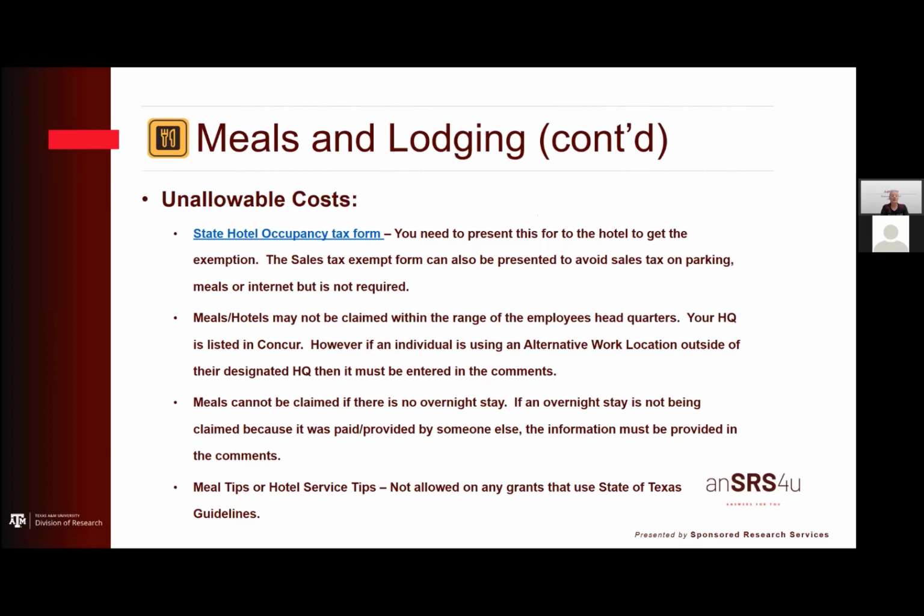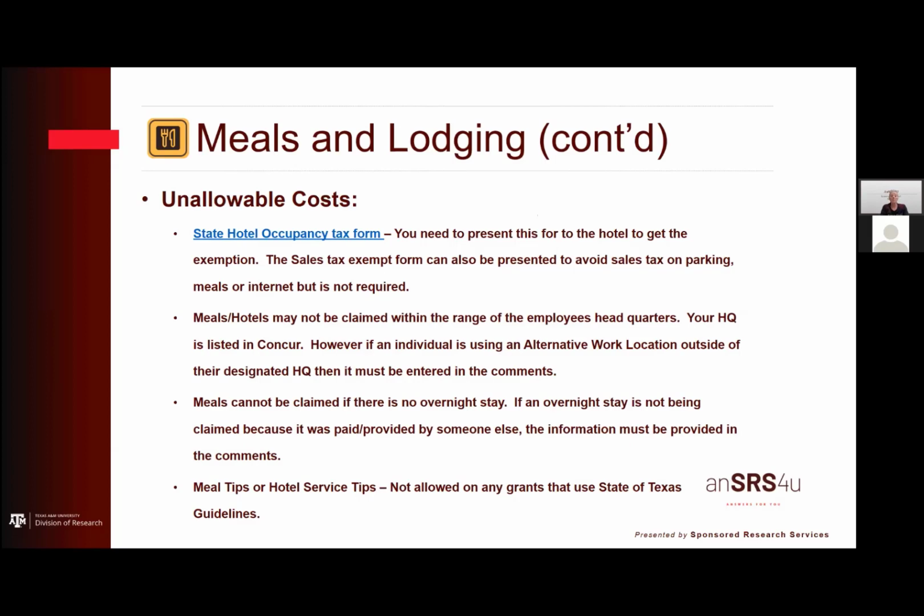Unallowable costs. The state hotel occupancy tax form: you need to present this form for the hotel to get the exemption. The sales tax exempt form can also be presented to avoid sales tax on things like parking, meals, and internet.